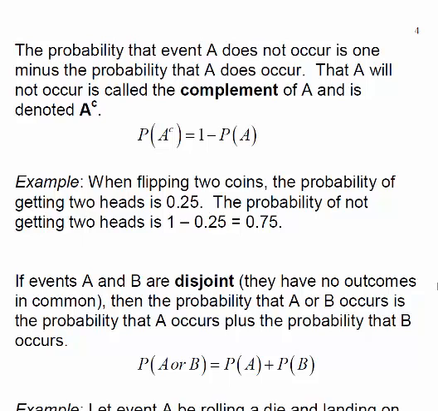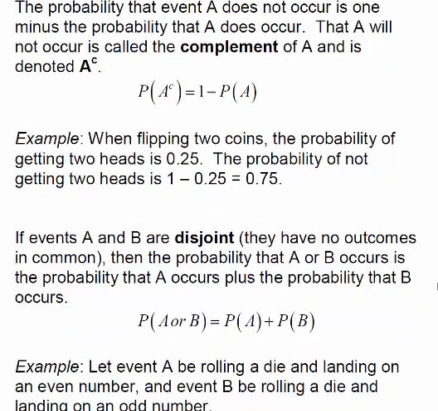And notice that complement is spelled with C-O-M-P-L-E rather than an I, because we're not talking about having nice hair here. In the example I give you, when flipping 2 coins, the probability of getting 2 heads is 0.25. The probability of not getting 2 heads is 1 minus that, which is 0.75.